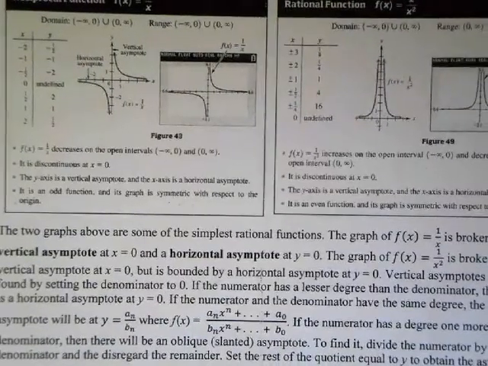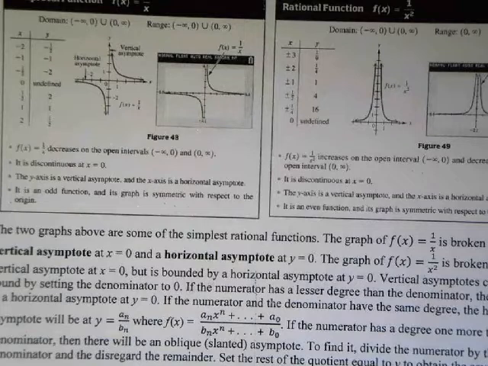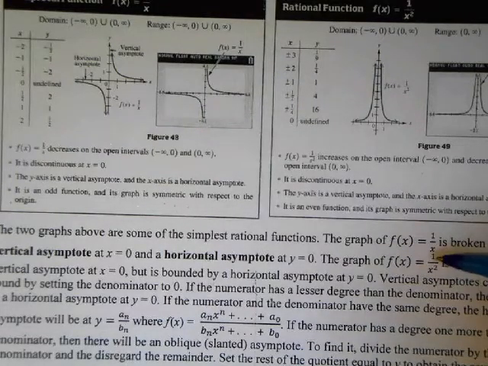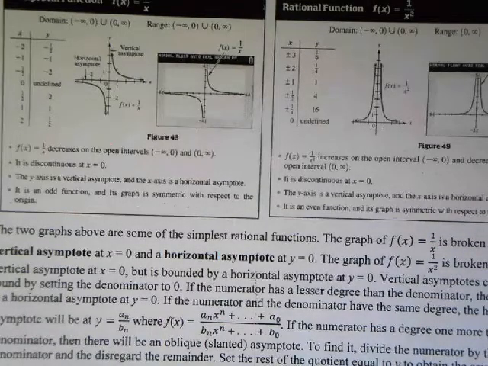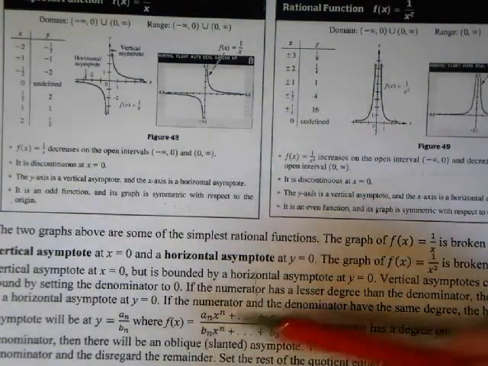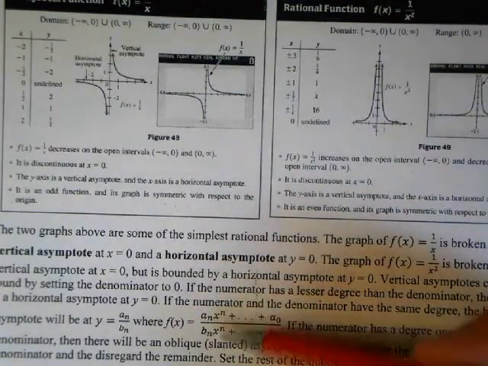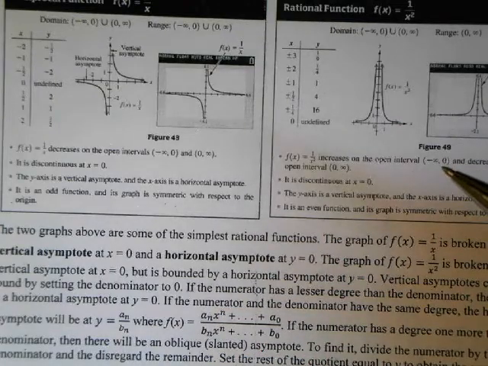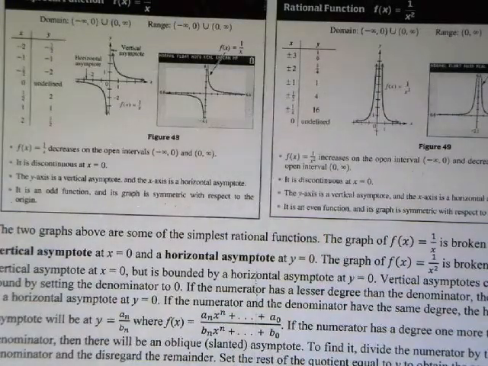If the numerator has a lesser degree than the denominator, so note in both these cases, the numerators had a degree of 0, there's no x term, and the denominator was greater than that, then there is a horizontal asymptote at y equals 0. If the numerator and denominator have the same degree, the horizontal asymptote will be at y equals a_n over b_n, which are the coefficients in front of the greatest degree for the numerator and denominator. And we'll look at an example of that in just a moment so we see how that goes.